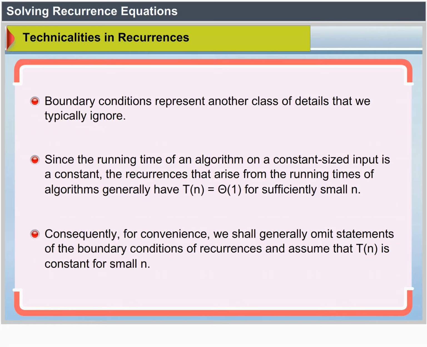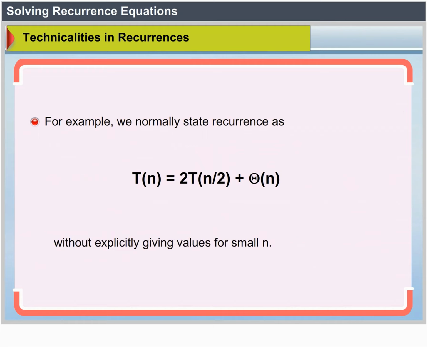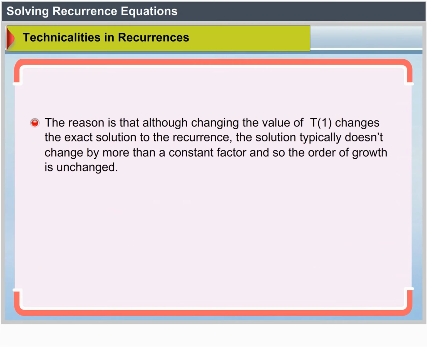For example, we normally state the recurrence as T of n equal to 2T of n by 2 plus theta of n, without explicitly giving values for small n. The reason is that, although changing the value of T of 1 changes the exact solution to the recurrence, the solution typically doesn't change by more than a constant factor, and so the order of growth is unchanged.